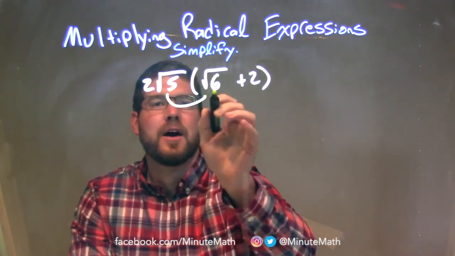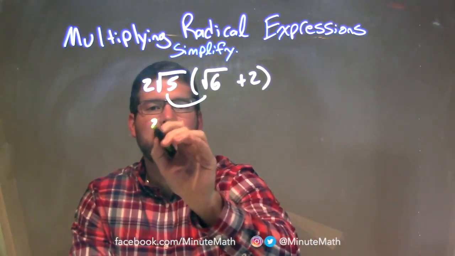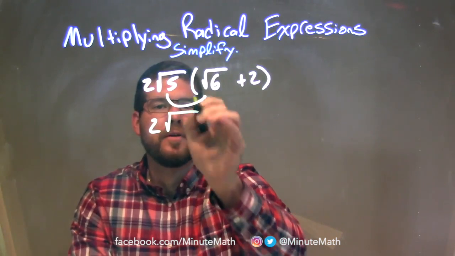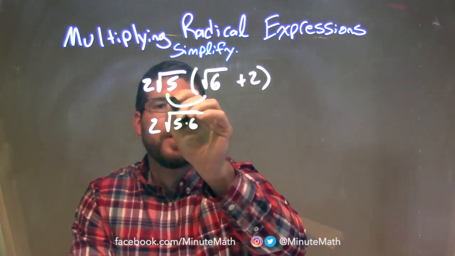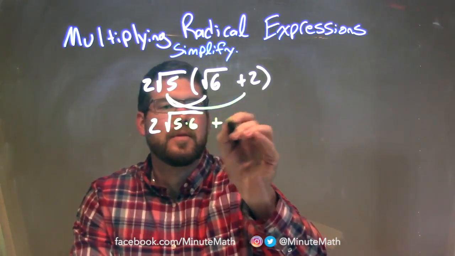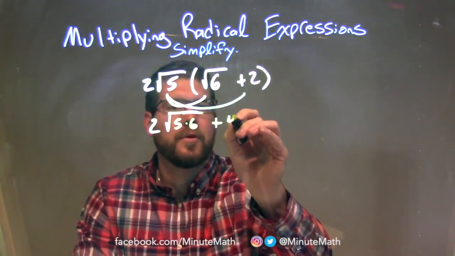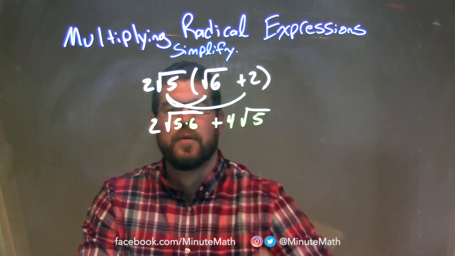Okay? So 2 times square root of 5 times square root of 6 is just 2 times, and we combine it in 1 square root of 5 times 6. Okay? Then we multiply the 2 square root of 5 times the 2, plus there. 2 times 2 is a 4, and then we're left with just the square root of 5.